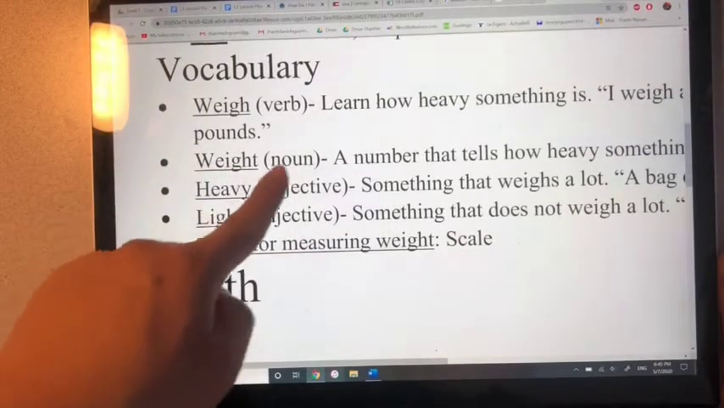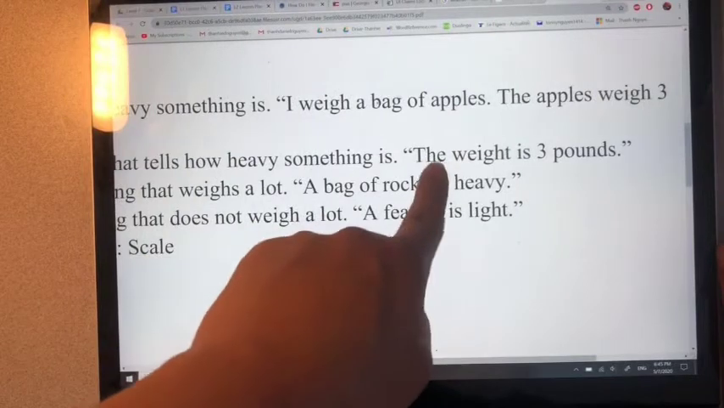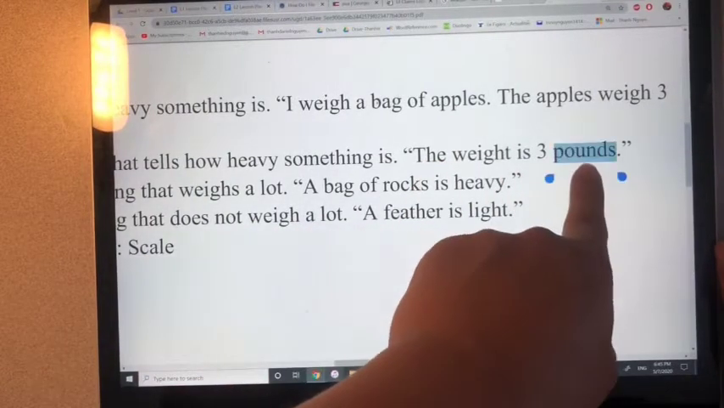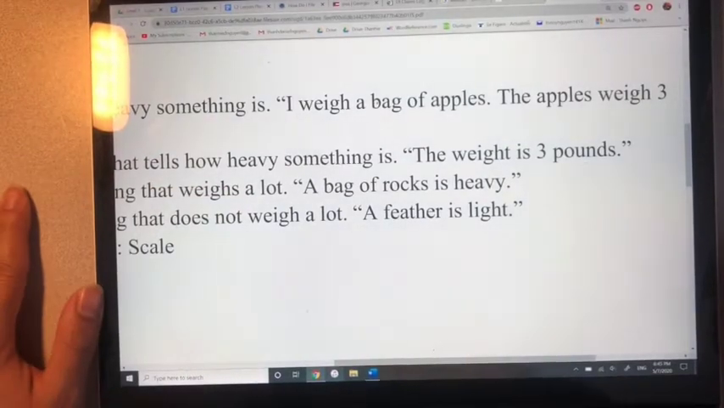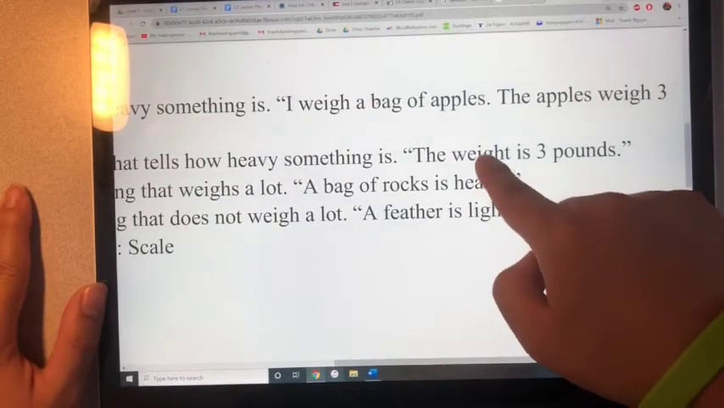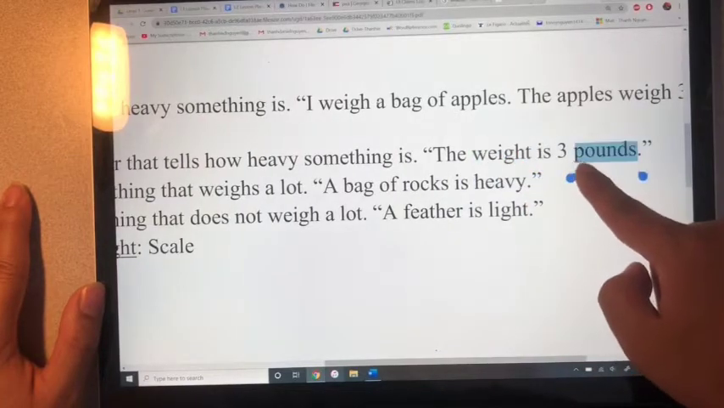The word weight. The weight is always a number. So the example is, the weight is 3 pounds. The weight of the apples is 3 pounds. Here, the weight is an object. It's a measurement of pounds.